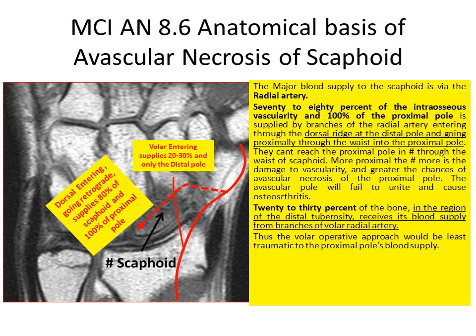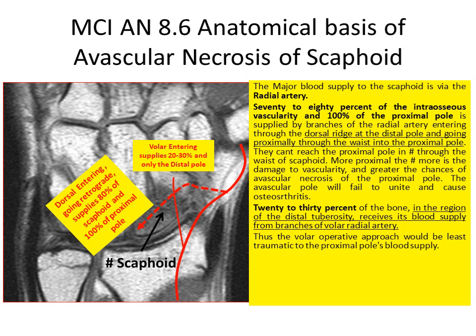The major blood supply to the scaphoid is via the radial artery. 70 to 80% of the intraosseous vascularity and 100% of the proximal pole is supplied by branches of the radial artery entering through the dorsal ridge at the distal pole of the scaphoid and going proximally through the waist into the proximal pole. They can't reach the proximal pole in fractures through the waist of scaphoid.